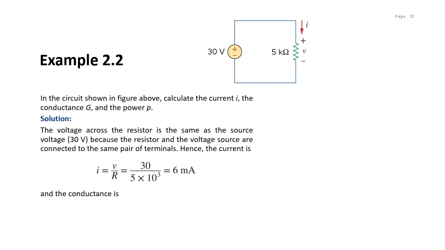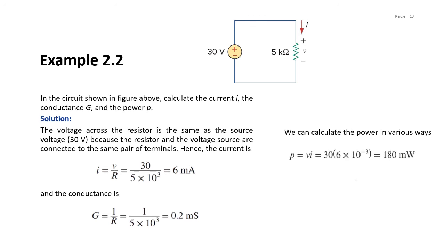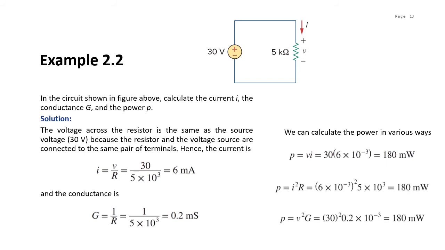The conductance is G equals 1 over R. Since you already know R, you can just invert that and you get 0.2 millisiemens. Finally, the power we can calculate in various ways. We can calculate using P equals VI, or P equals I squared R, or P equals V squared G, the conductance. All of them will give us the same answer. Just substitute the values that we already got from the previous calculations.